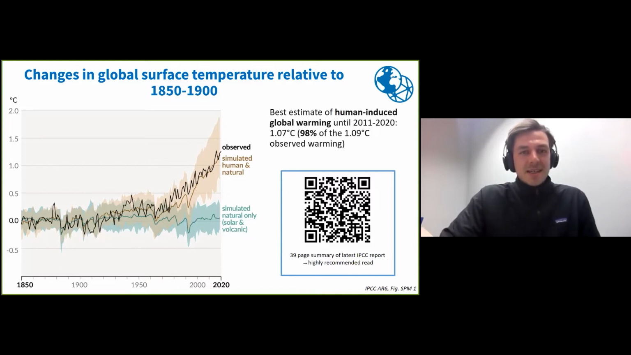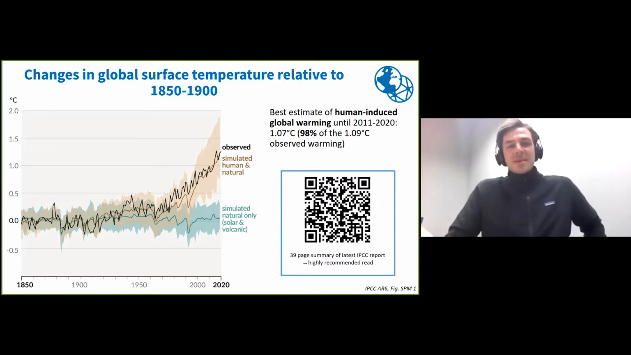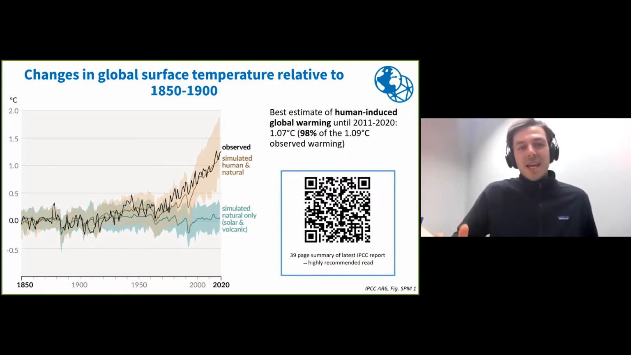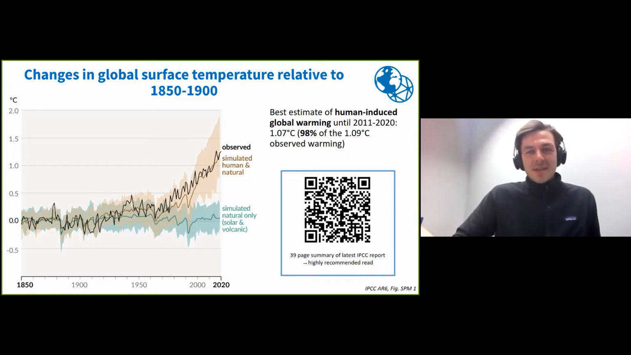And what the IPCC report finds is that we already have now a warming of 1.09 degrees, and 98% of it, so basically everything, is due to human action. So it's anthropogenic climate change. This plot alone is enough to see that we have a big problem and that climate change is real and already happening now. It's not something in the far distant future, but something that is happening right now and in the last years. And as you can see, it's picking up pace.